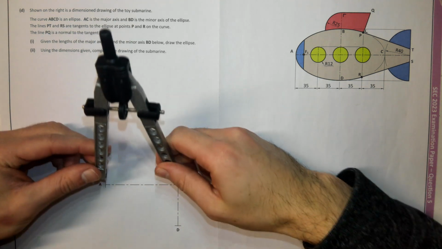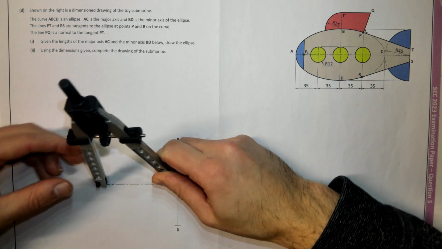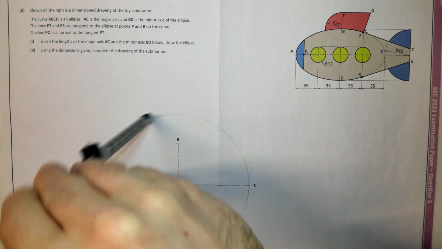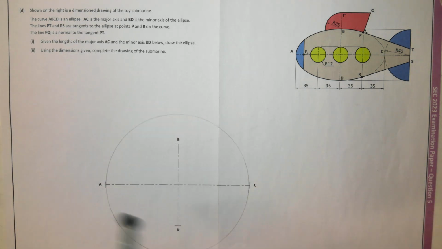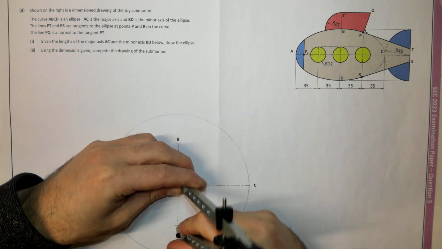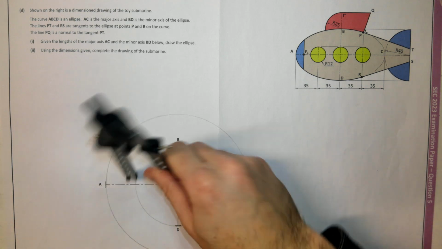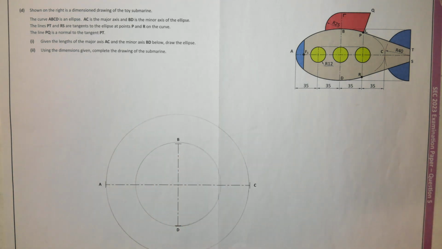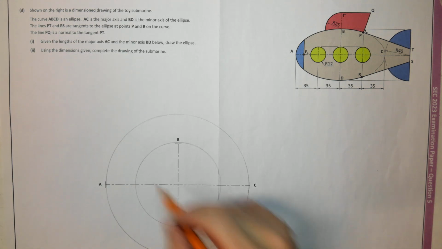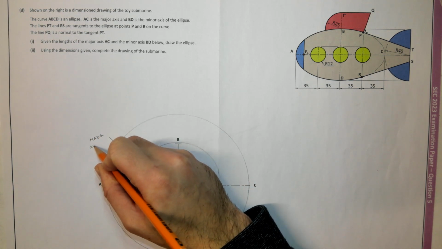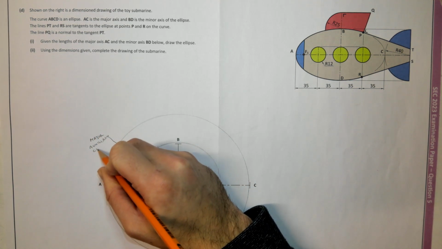So first thing we're going to do is draw our major circle and our minor circle. So I'm going to stretch the compass out to A, for example there, and draw our major auxiliary circle there. And then stretch our compass out to either B or D to draw our minor auxiliary circle. So just like we would have done in class earlier on. What I'll do is I'll just put an arrow pointing at them to show that's our major auxiliary circle.